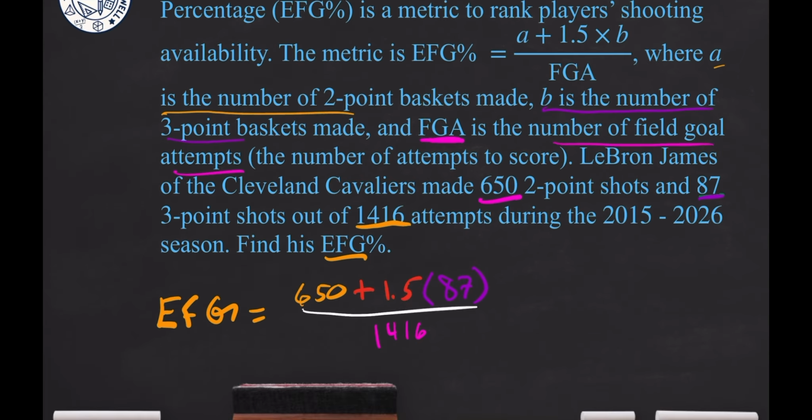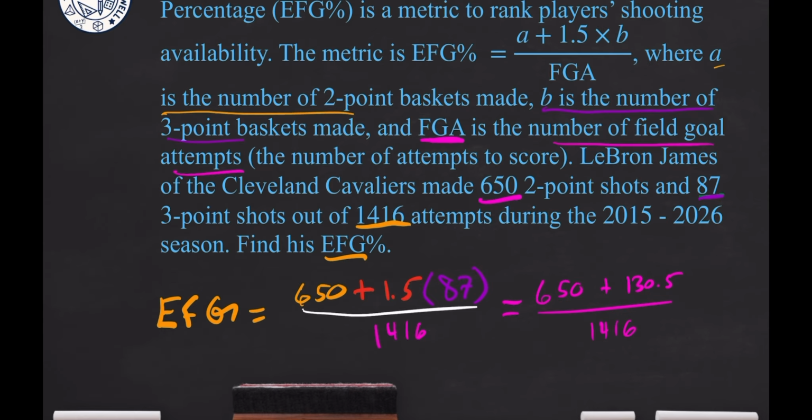From here, it's just order of operations. We do the multiplication before we do anything else. So we go 1.5 times 87. So this would give us 650 plus 130.5 divided by 1416. The numerator is separate from the denominator, so let's go ahead and take that and add them together.